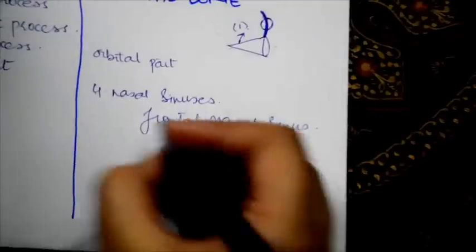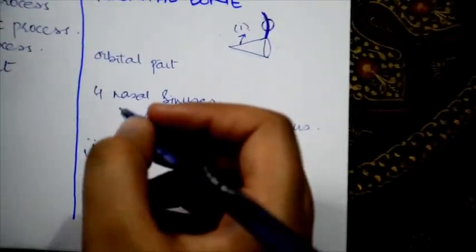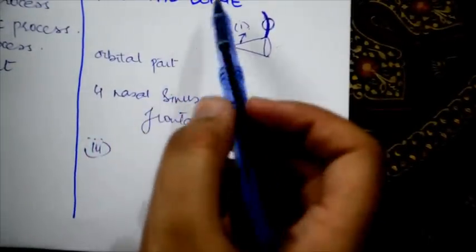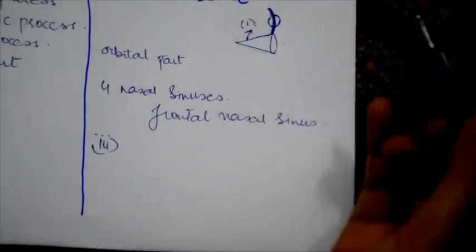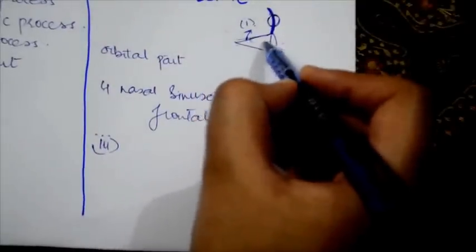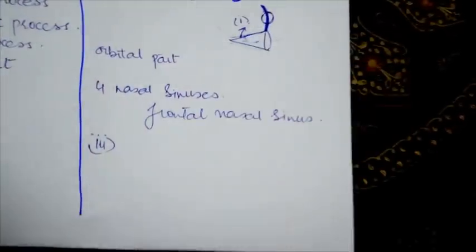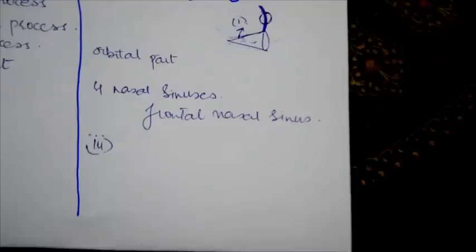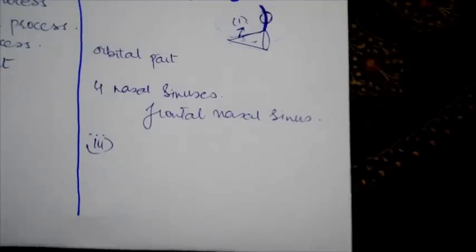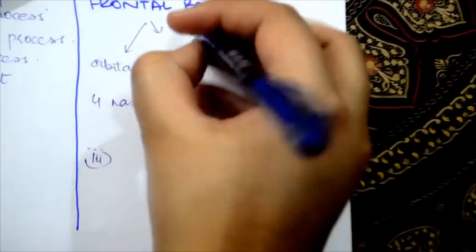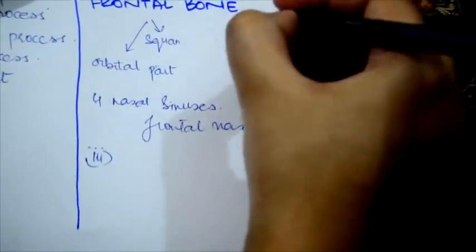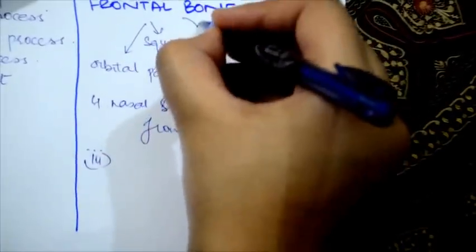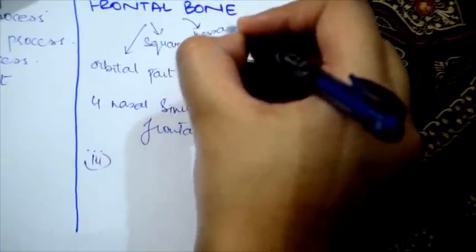And then the third point is that the orbital plate of the frontal bone makes the floor of the anterior cranial fossa as well. So above this part over here there is the anterior cranial fossa, and this is making the roof of the orbit while being the floor of the anterior cranial fossa. So there are 3 parts of the frontal bone: orbital, squamous, that we can see this part is squamous, and then there is the nasal part.